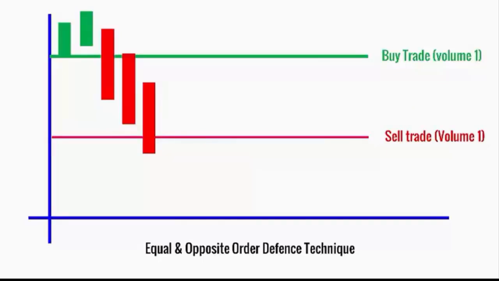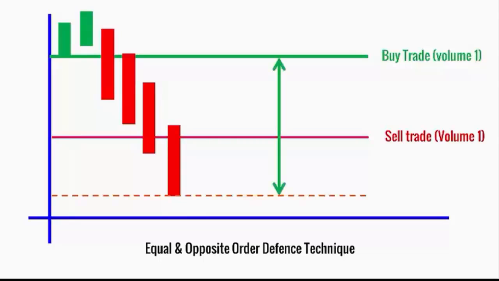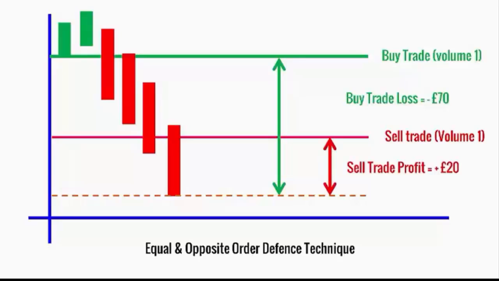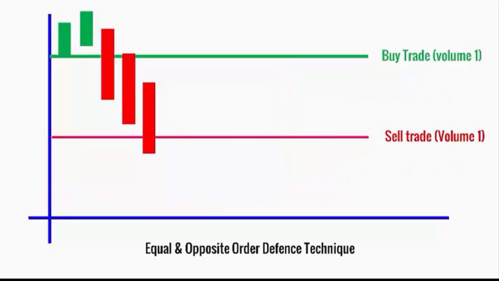So let's have a look at that. Here we are, so we've now got the sell trade in place. We've got two trades, a buy and a sell, of equal volume, and the price continues to go down. No matter how far it goes down, so whatever the gap represented by this arrow is, we will have still £50 of loss. The original buy trade is now in loss to the tune of £70, but the second sell trade is in profit to the tune of £20. So that's how come we've stabilised the loss at £50.